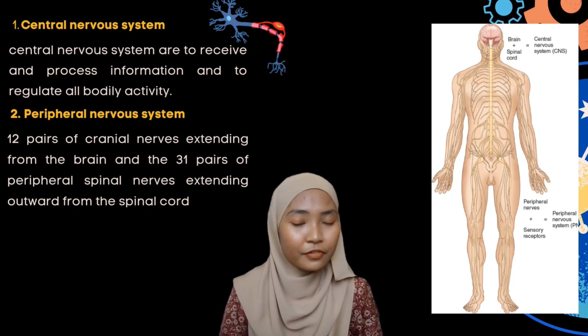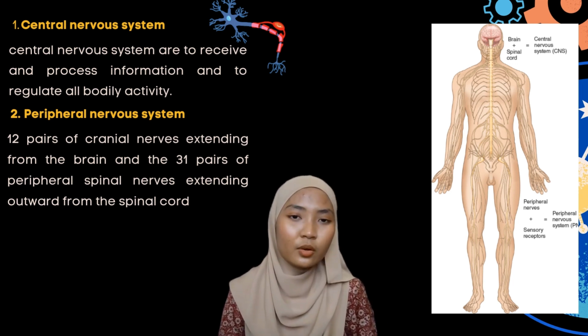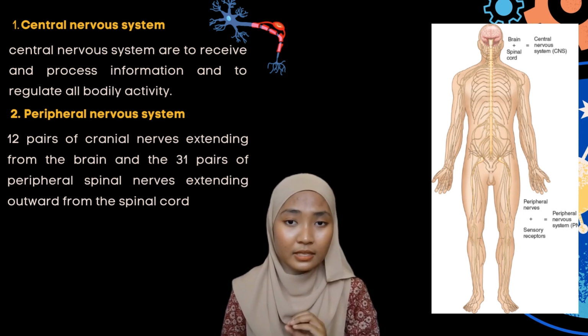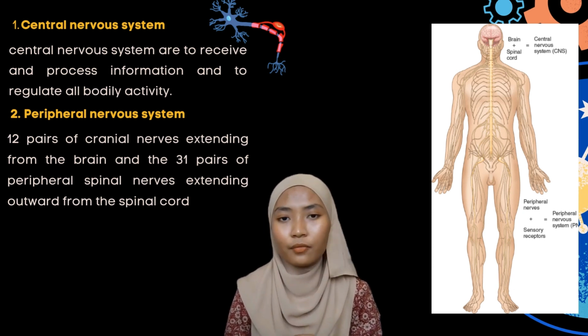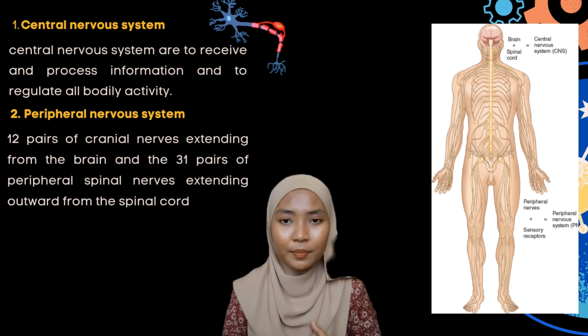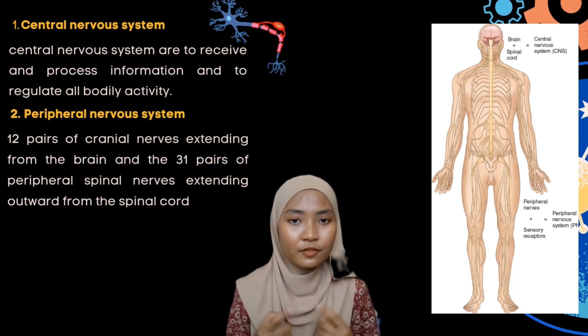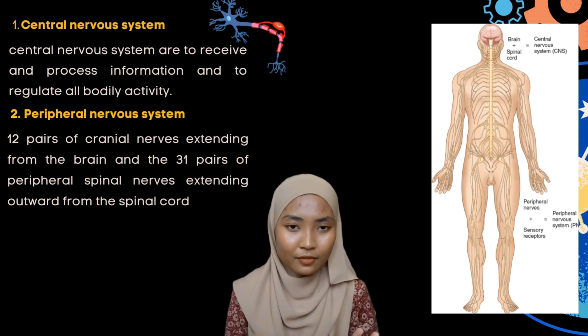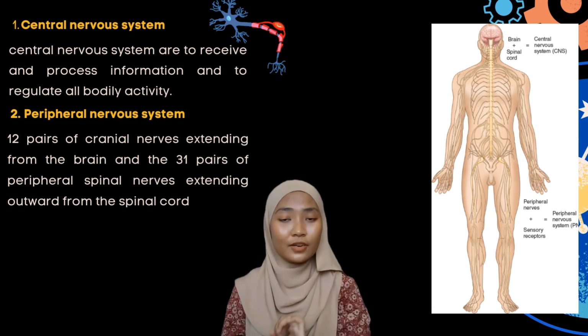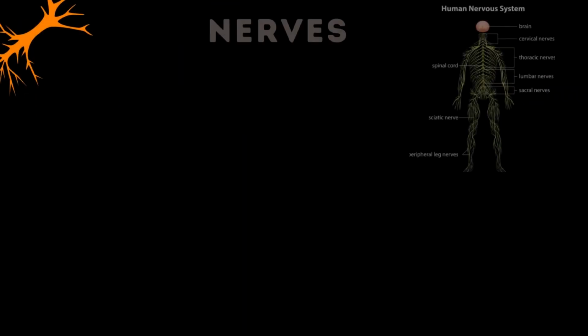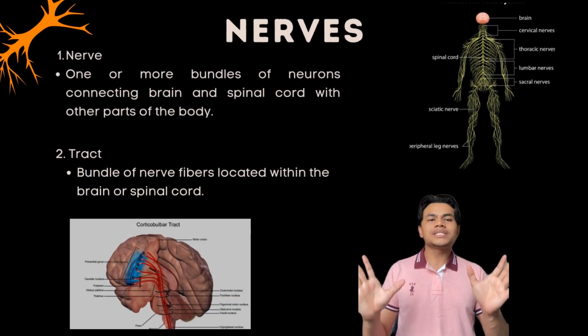Second, the peripheral nervous system, PNS, includes the 12 pairs of cranial nerves extending from the brain and 31 pairs of peripheral spinal nerves extending outward from the spinal cord. The function of the PNS is to transmit nerve signals to and from the central nervous system. As you can see, this is the picture of the primary parts in the nervous system. Now, I will continue to the next part, which is the nerves.